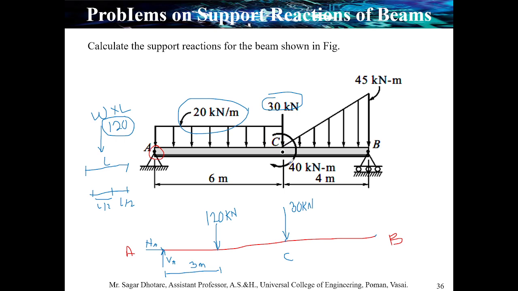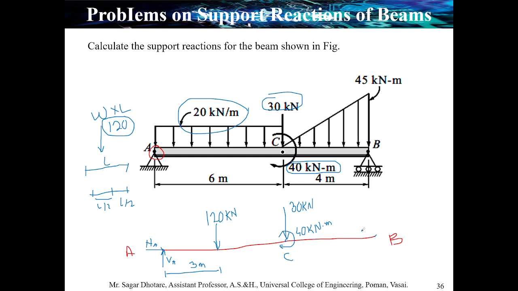Yes, there is a couple. There is a couple which has a value of 40 kilonewton meter. So you can directly place the couple at point C, that is 40 kilonewton meter. Okay, I hope this is easy to understand.